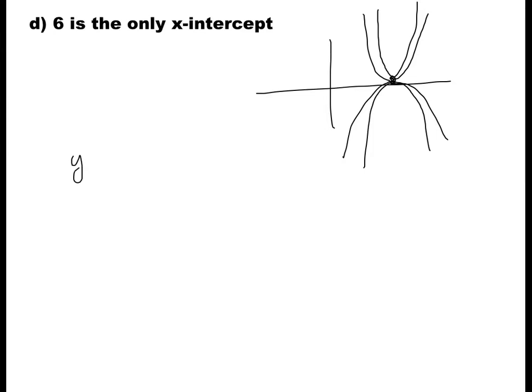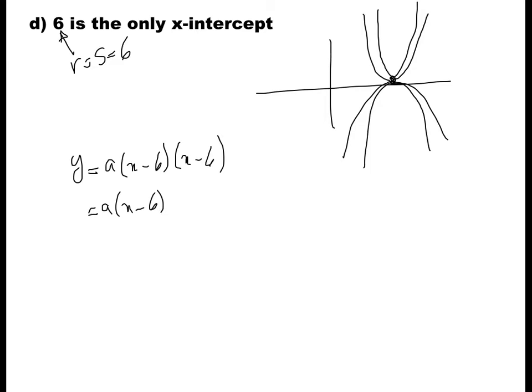So the equation of the family of parabolas is going to be y is equal to a times (x minus 6) times (x minus 6). Remember, when there is only one x-intercept, this means r is equal to s is equal to 6, which is a times (x minus 6) squared.